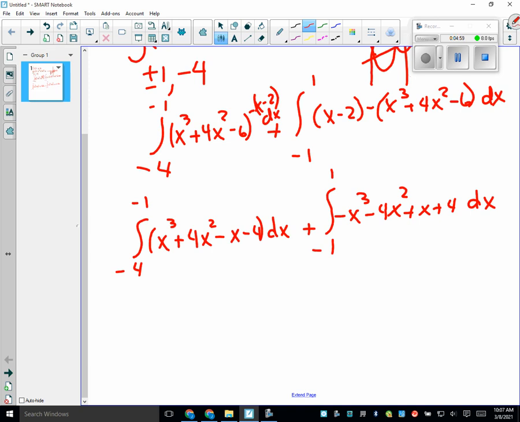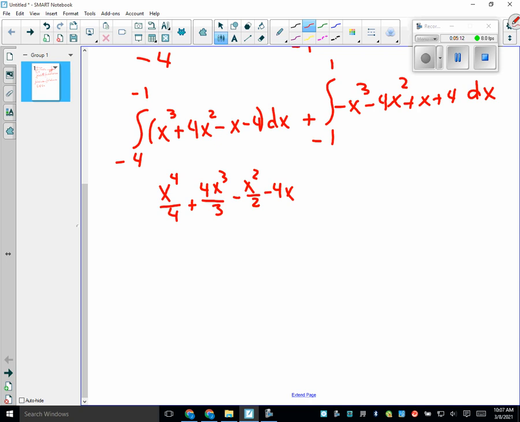This is x to the 4th over 4 plus 4x cubed over 3 minus x squared over 2 minus 4x, from negative 4 to negative 1. I'm scared I'm going to start getting the difference between antiderivative and derivative confused. You add one, divide by it.